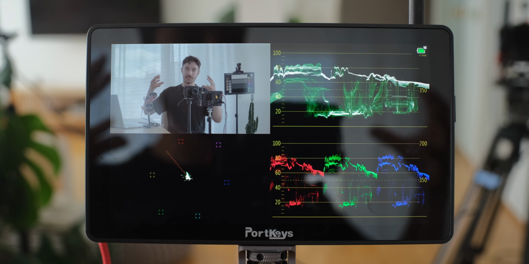So you can see if one color is clipping. If you're shooting something in a red environment, the lights are red, so red might be clipping, but the other colors maybe are not clipping. So it is easier to monitor stuff like that with RGB waveforms and RGB parades.